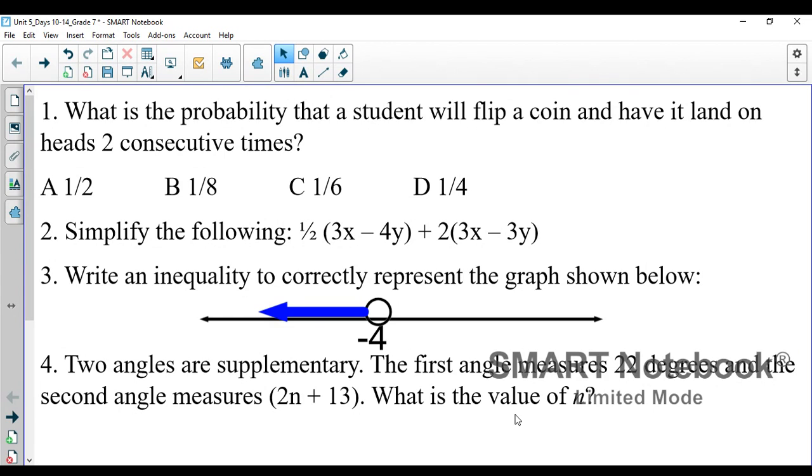This week we're going to work on solving two-step equations today, and tomorrow we're going to work on distributing and solving within equations. So at this point, if you have not completed the warm-up, pause the tape before we go over it. Here we go.